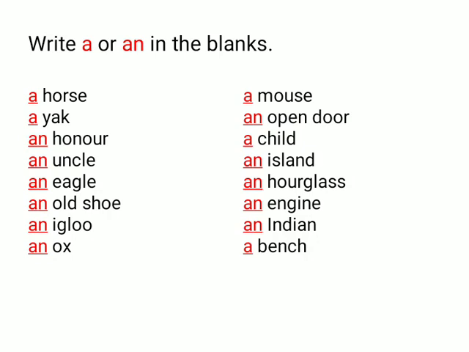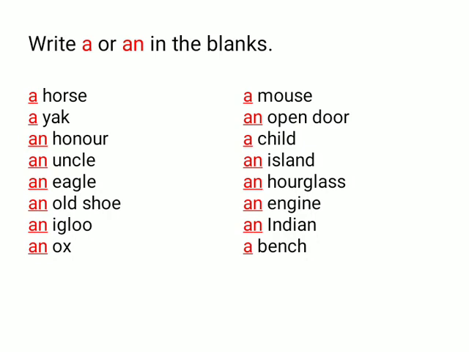See the 15th one now, dash Indian. Now again what will come in this dash? An Indian. Here the first letter of the word Indian is I, and I is a vowel. So we use the article an before the singular word, that is an Indian.